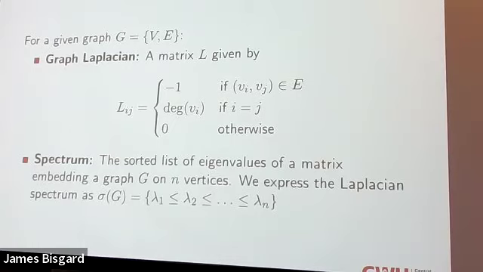Spectral graph theory is relatively new, and so the notation is kind of all over the place right now. So we express the spectrum as sigma of G is equal to lambda 1 all the way to lambda n, and these are sorted from least to greatest. You will see some sorted from greatest to least, but for this, we will be talking about least to greatest.